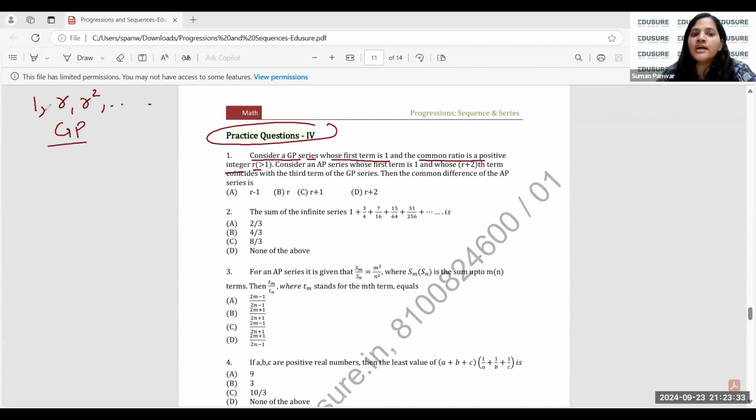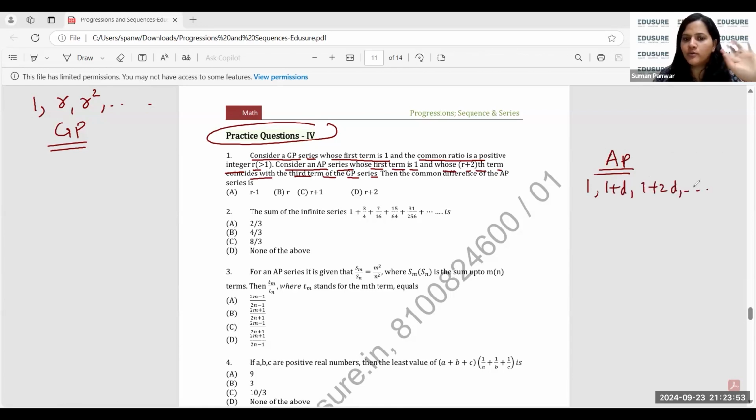Okay, now consider an AP series whose first term is 1 and whose r plus 2th term coincides with the third term of the GP. Okay, so what is an AP? So AP is 1. Again, the first term is 1, but I don't know what is d. So I'll write 1 plus d, 1 plus 2d and so on. Okay, now let us read the line very, very carefully. The line which is going to help us to solve the question. AP whose r plus 2th term coincides with the third term of GP.